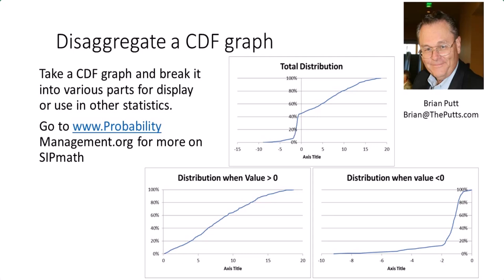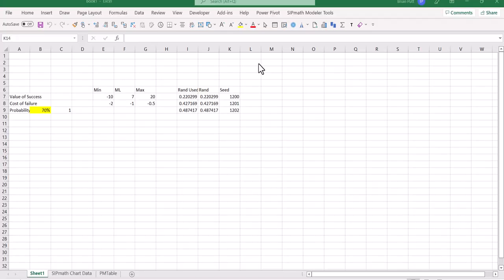There are times we want to disaggregate a curve into some of its parts. And there's lots of ways that we might want to disaggregate it, but I'm going to show you one method that you can use that could apply lots of different ways. So first of all, I have three uncertainties here.